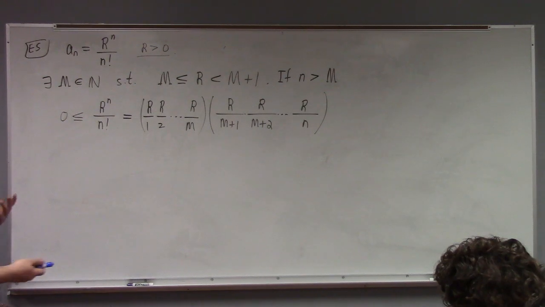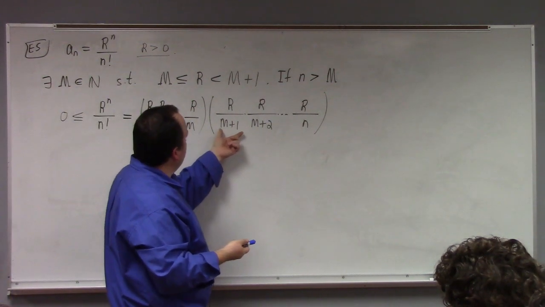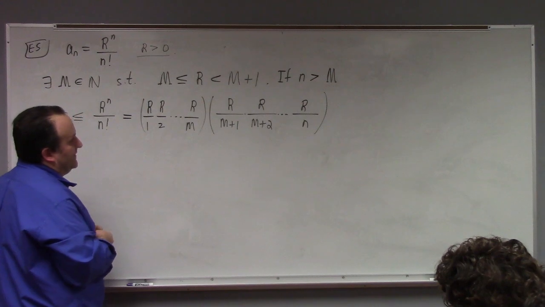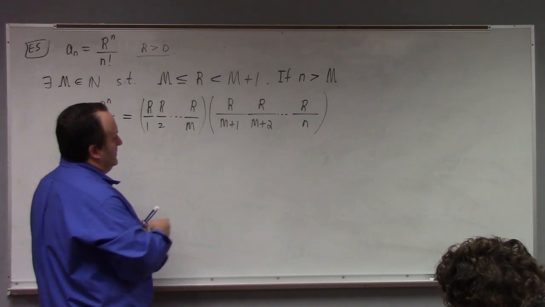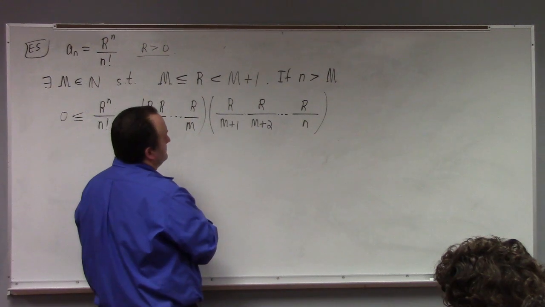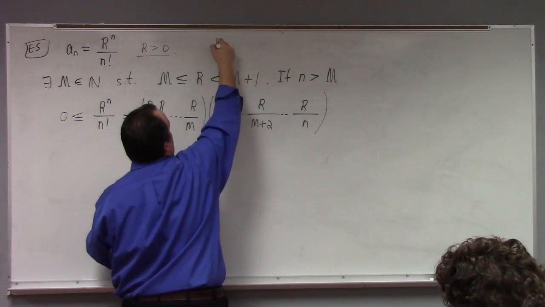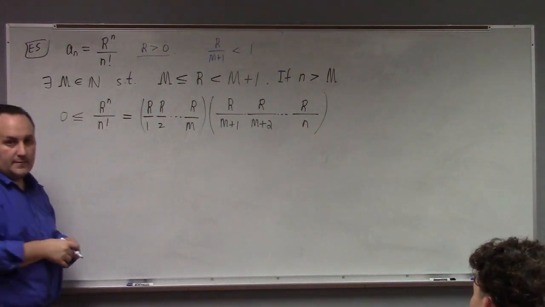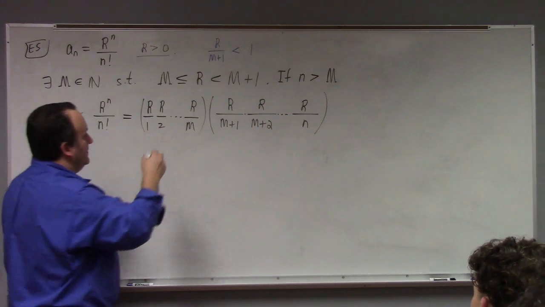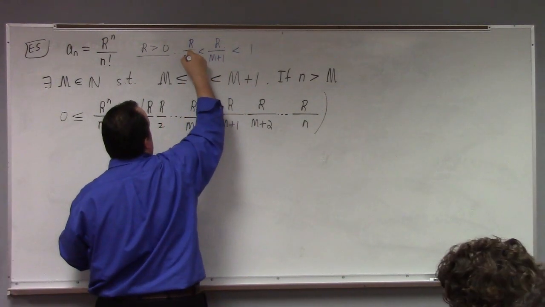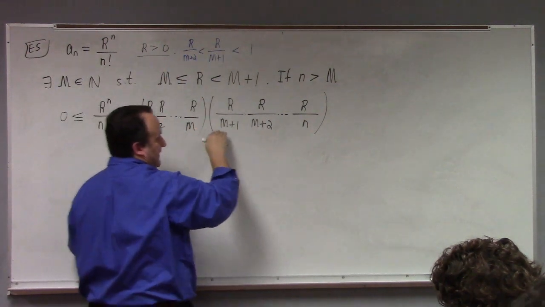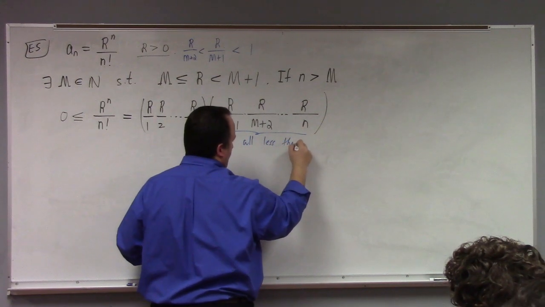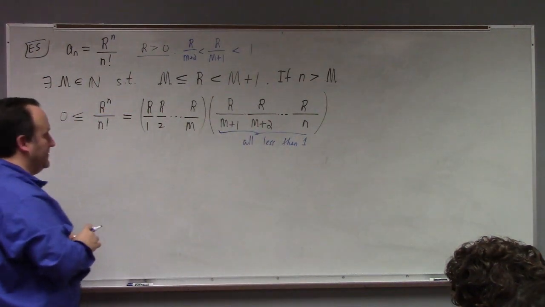So my point, if I could get to it, is: what can we say about these factors here? If r is less than m plus 1, what can you say about this factor? Right? And if that's less than 1, then guess what? So is this, and on down the line. These are all less than 1. It's a product of factors less than 1, right?